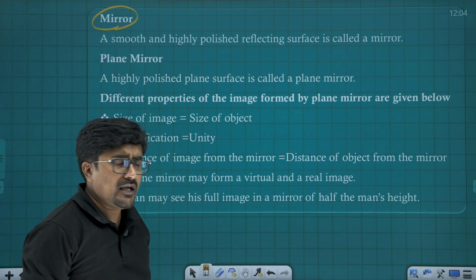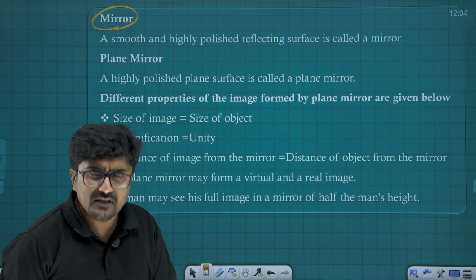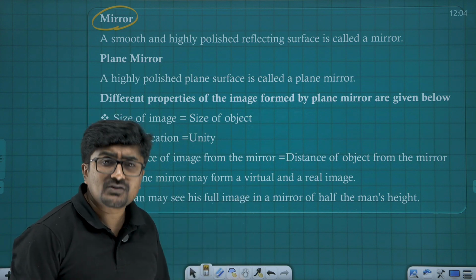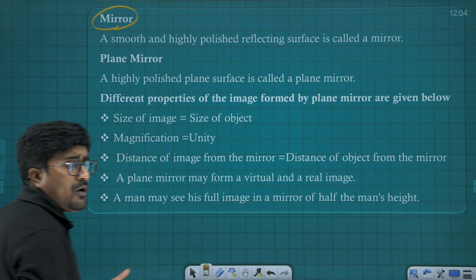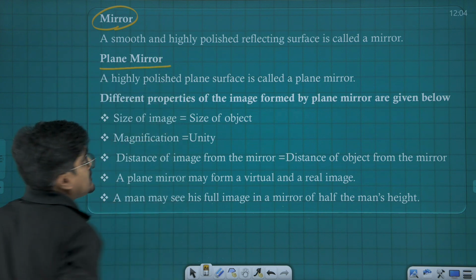Now, while discussing reflection, we have the very first reflecting surface as the mirror. Okay, so you all know that a mirror is a very smooth surface that can send back almost all the light striking its surface. So here, while discussing mirrors, first we have to discuss the plane mirror.